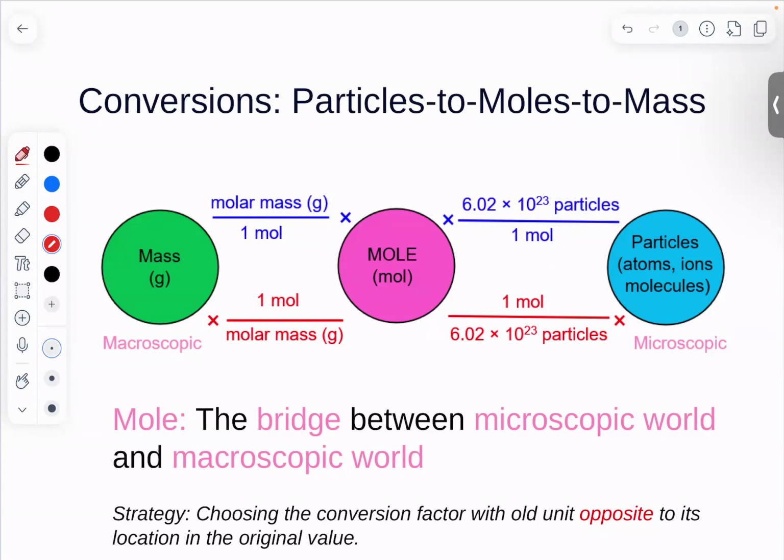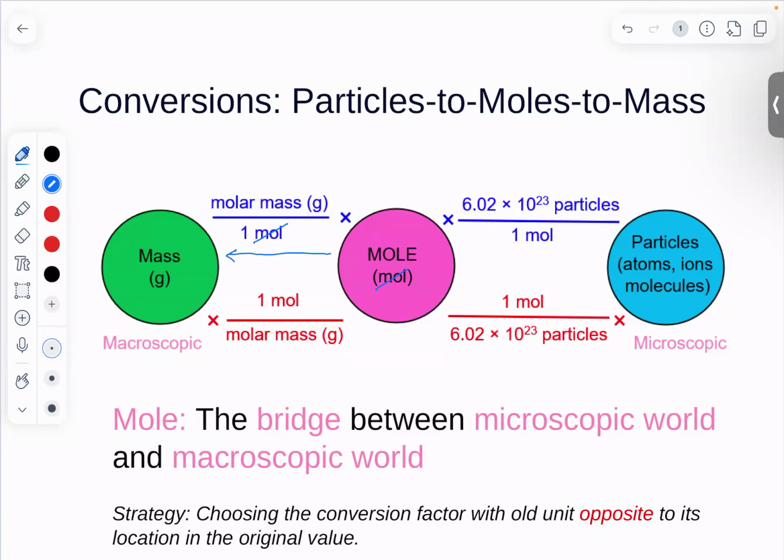Mass and moles can be converted back and forth based on the molar mass conversion factor. To convert moles into mass, we multiply the moles by the molar mass conversion factor with molar mass in the numerator and 1 mole in the denominator. So we can cancel out moles to end up with mass in grams.